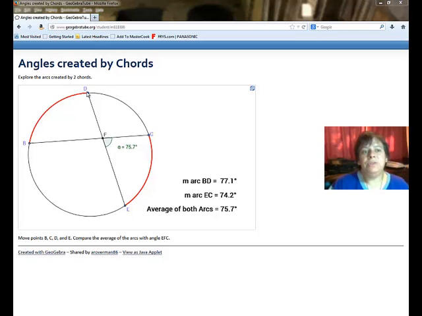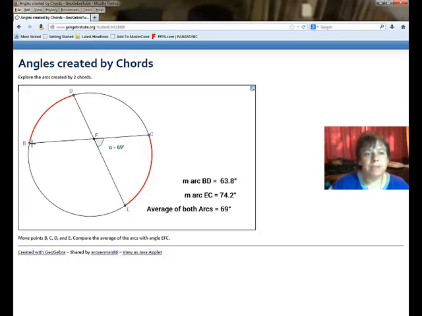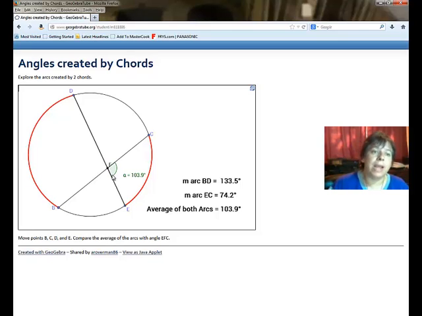All right, here I have two chords, and I can move the points B, C, and D, so you can adjust them any way you want. And you can see a relationship here. I have the arc BD is 133.5 degrees. Arc CE is 74.2. Then I took the average of the two arcs by adding them together and dividing by 2. Well, here on this diagram, you can see the measure of this angle created by the two chords that's opposite these two here. So it matches. If I take the average of these two red arcs, then I get the angle here. And by the way, this angle is a vertical angle, so it'll also match.